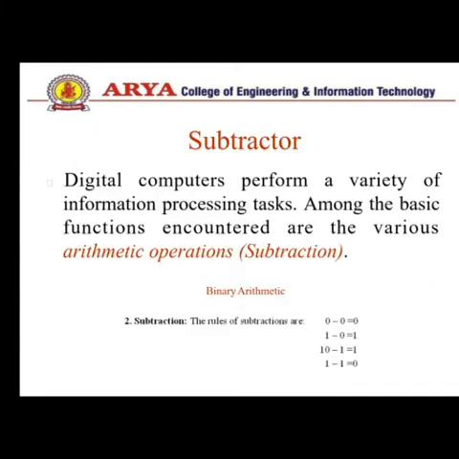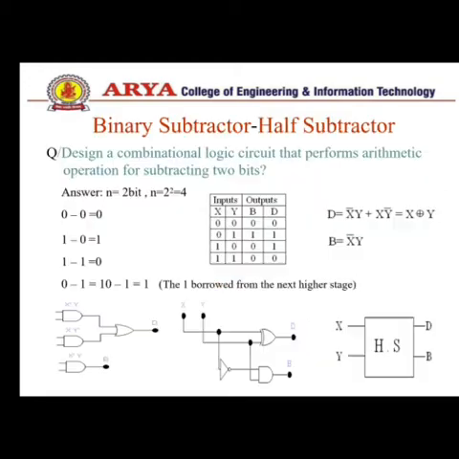Now we come to the topic of subtractor. Subtractor is generally used for the arithmetic operation subtraction. The basic rules of subtraction are 0 minus 0 is 0, 1 minus 0 is 1, 0 minus 1 is 1, and 1 minus 1 is 0, when the 1 is borrowed from the next stage. First of all, half subtractor is a circuit with two inputs and two outputs, that is difference and borrow. It produces the difference between the two binary bits at the input and also produces an output, that is borrow, to indicate if a one has been borrowed.